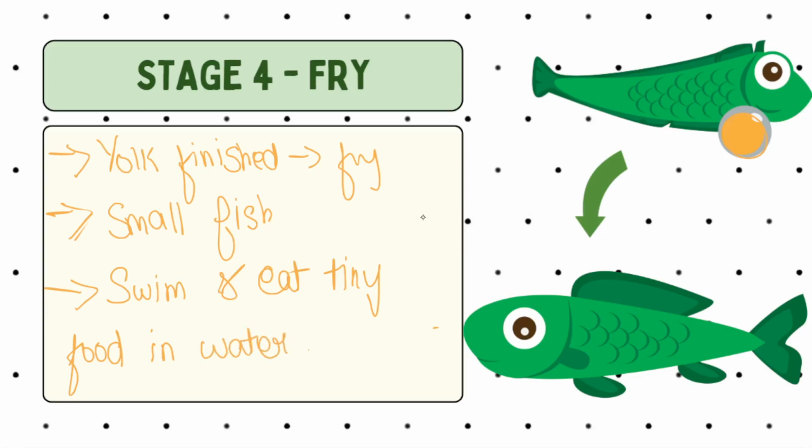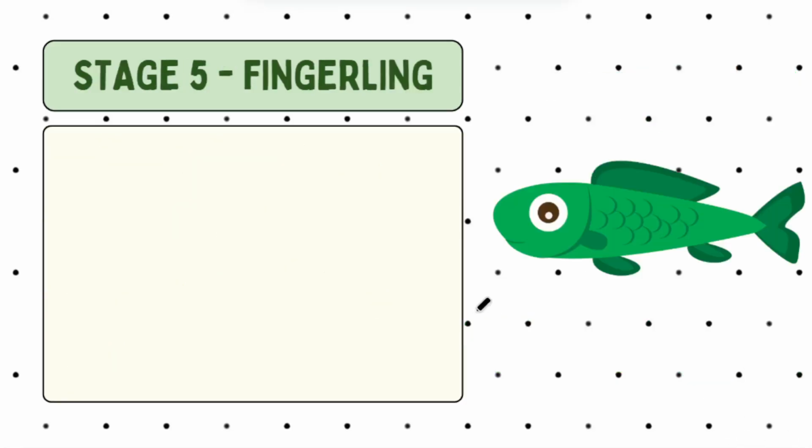Fine. So what I told you in this stage, stage 4, is all about fry, where the yolk part is all finished by this fish and forms a fry. This fry is a small fish. This small fish can swim and also can eat tiny food in water. Fine. So this is the stage 4.